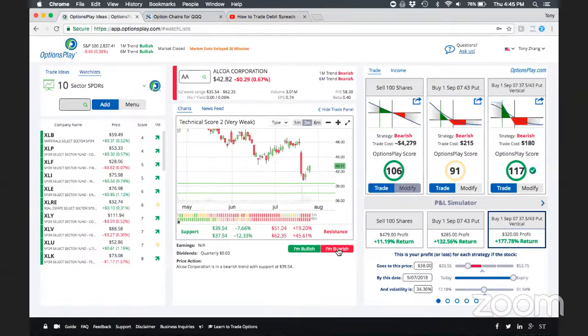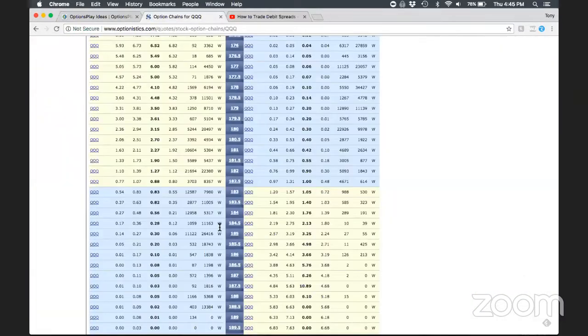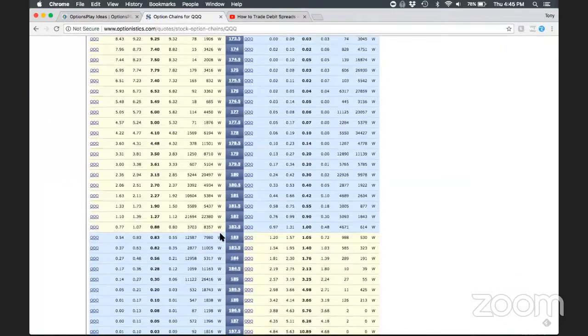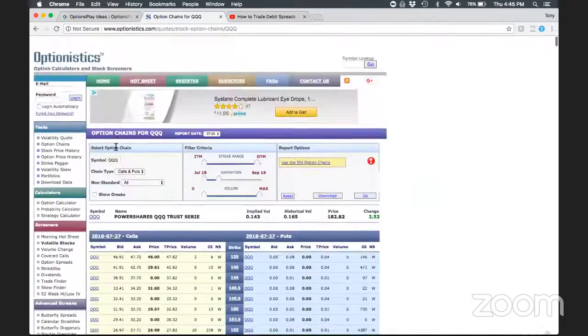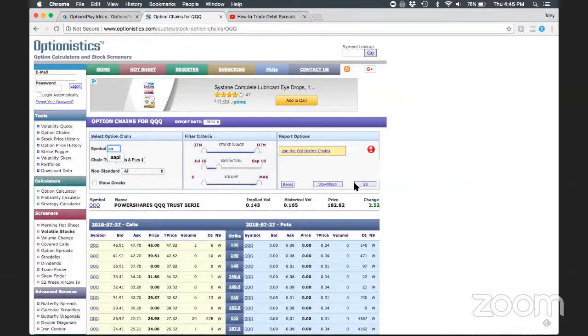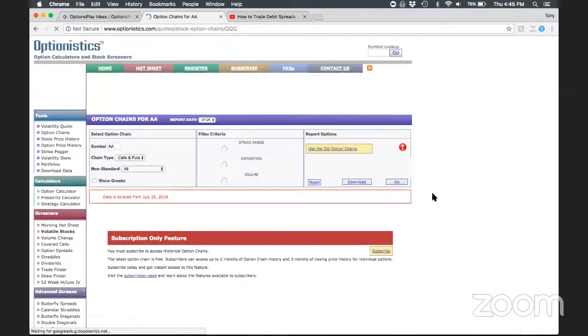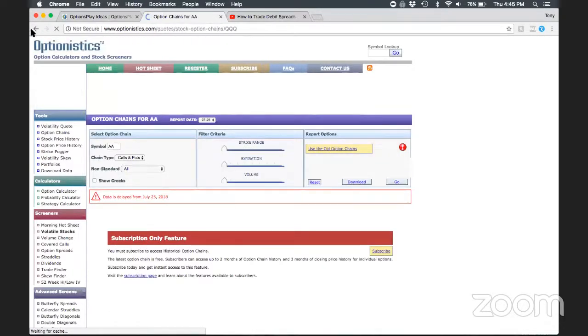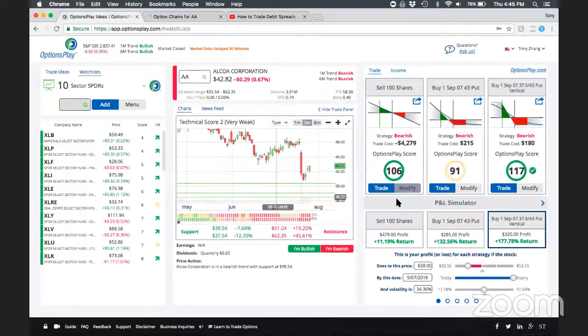Now, the great thing about Options Play, for those of you that are brand new, is that instead of using an option chain as your starting point, which is where you would typically start, so if we plugged in AA, you'd have to then decide, okay, AA, I'm bearish on it, so what should I use in terms of, let's go back. I'm not sure why this is not working here. So you would have to use that chain.